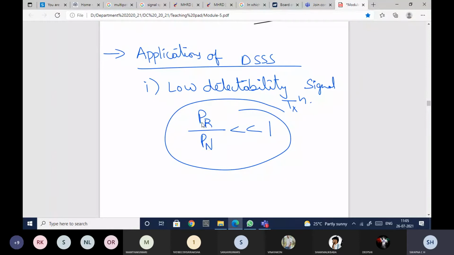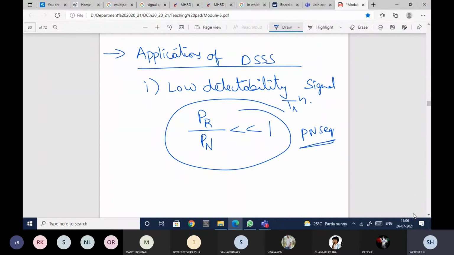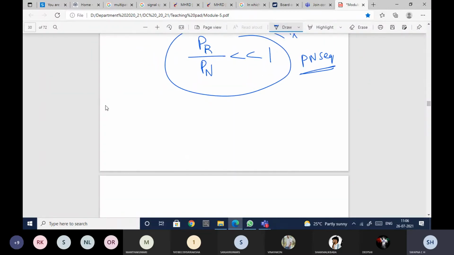The signal that is transmitted will not be received by an unintended person because of its low strength. If he has to retrieve the original signal, he has to use the same PN sequence that was used at the transmitter end. The same PN sequence should also be used at the receiver end. So this is the first application.